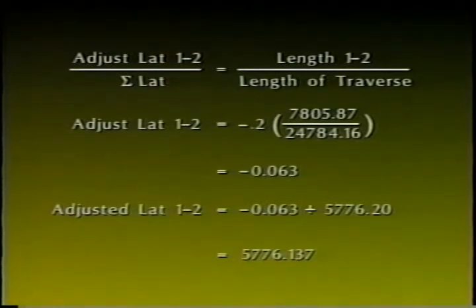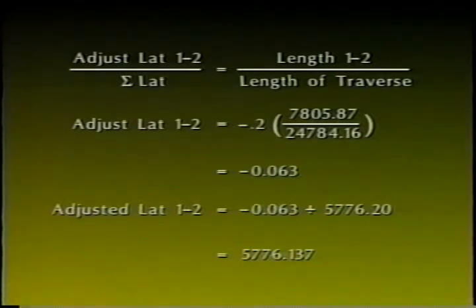The adjustment in latitude to traverse leg point 1 to point 2, divided by the traverse misclosure in latitudes, is proportional to the length of leg 0.1, 0.2 divided by the total length of the traverse. And we can note that it is important to keep track of the algebraic sign of the functions you are using.